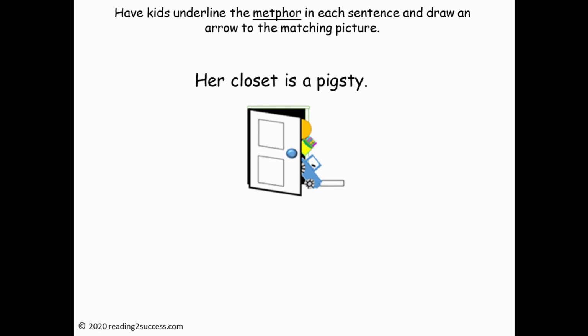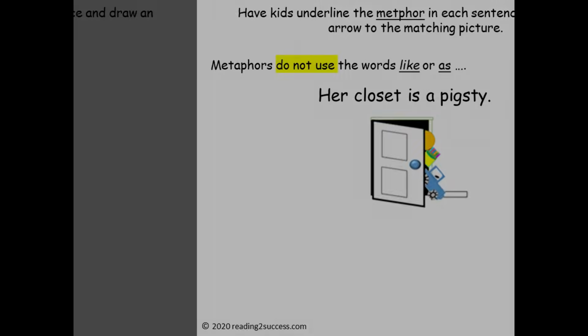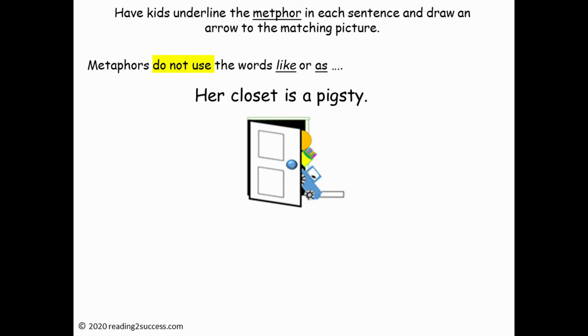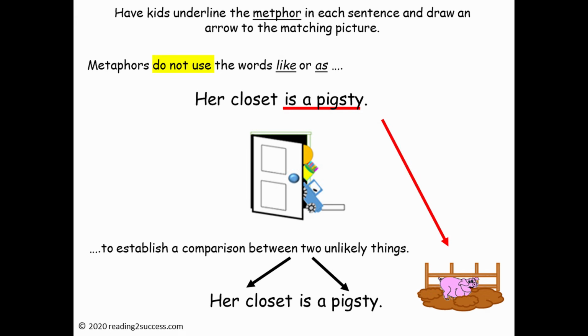Complete sentence 1 with kids. Begin by reading the sentence, "Her closet is a pigsty." Remind kids that metaphors do not use the words like or as. Have them underline is a pigsty. However, metaphors still make a comparison between two unlikely things, and in this example, they are her closet and a pigsty.